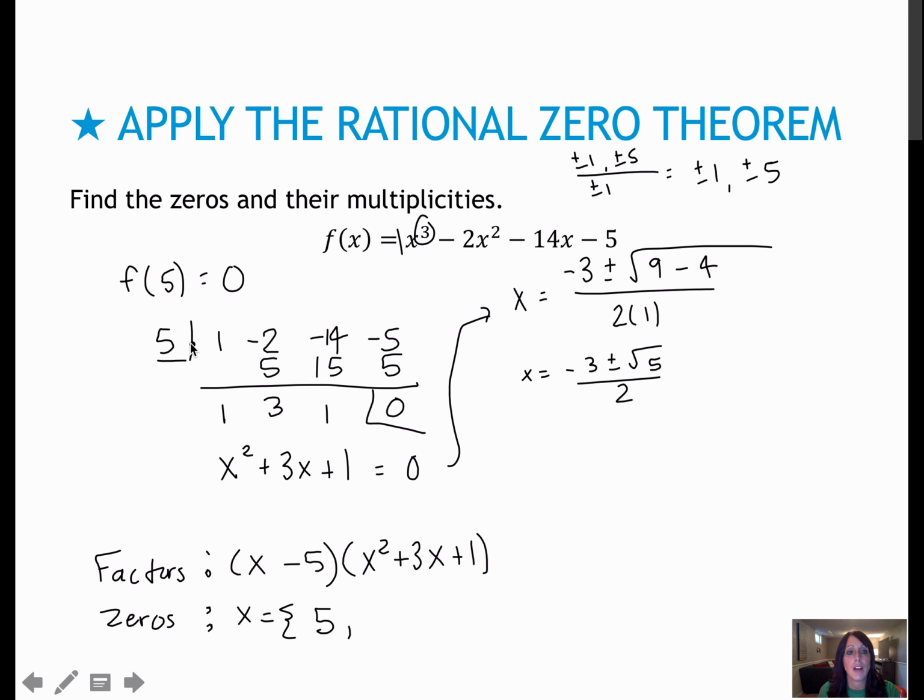My zeros are 5, and then also both of these, which is negative 3 halves plus radical 5 over 2, and negative 3 halves minus radical 5 over 2, or however they want you to write it. So they might want you to keep the negative 3 plus radical 5 all on top of the fraction. Just pay attention to how Alex wants you to put those in the computer.